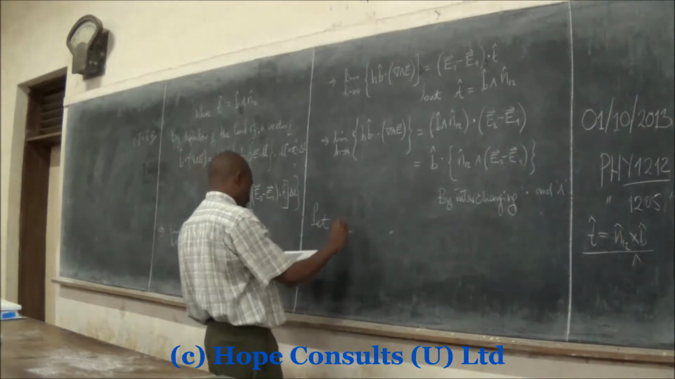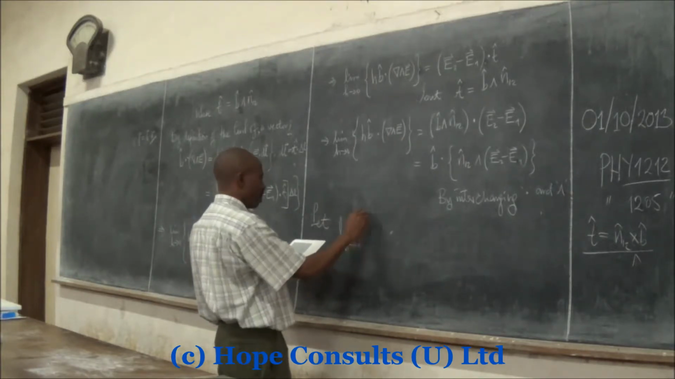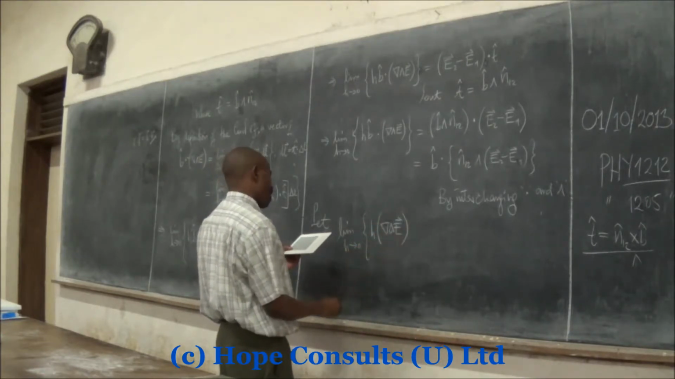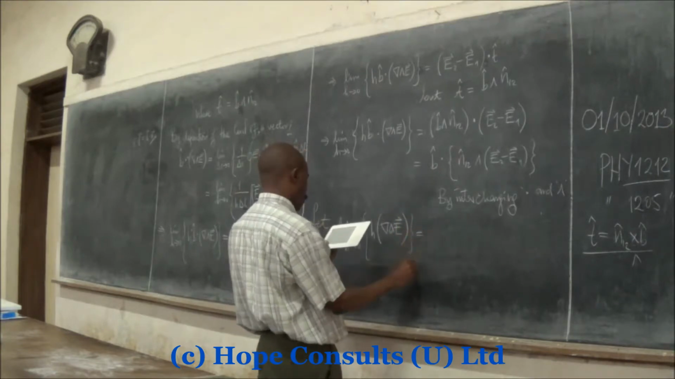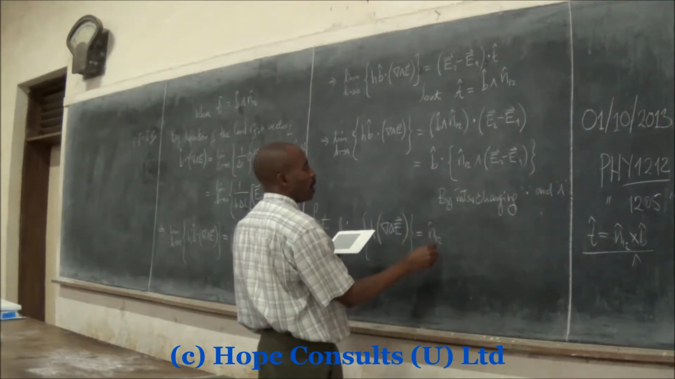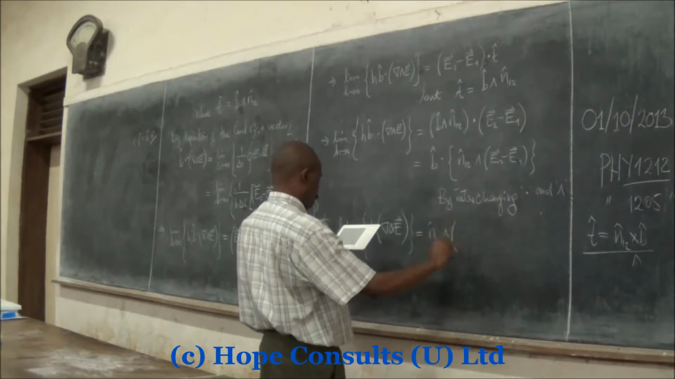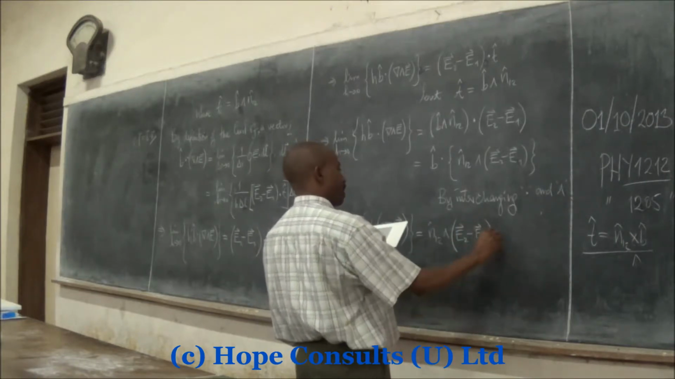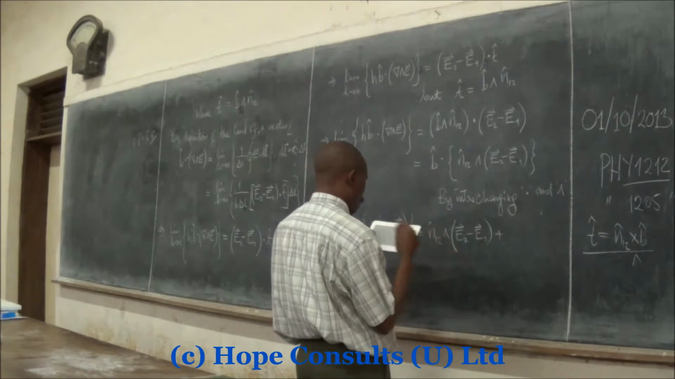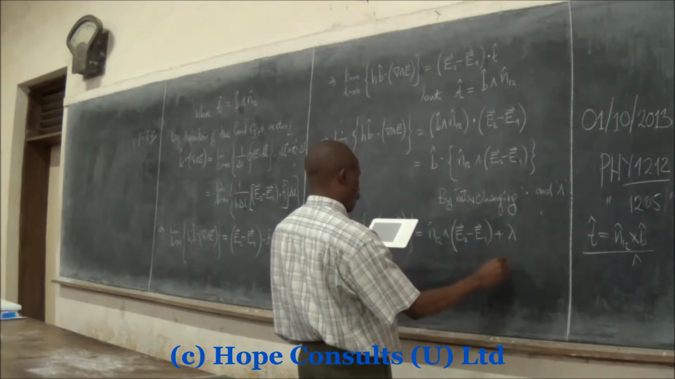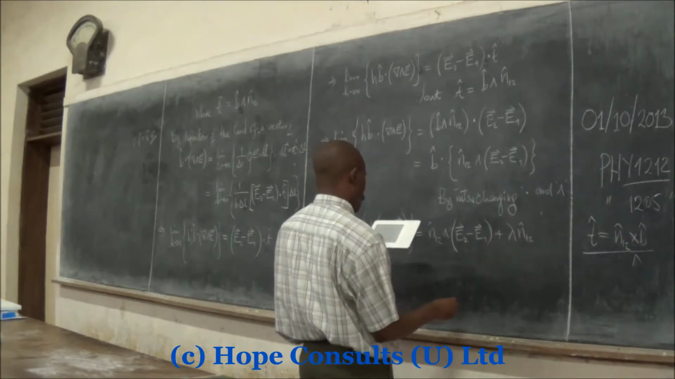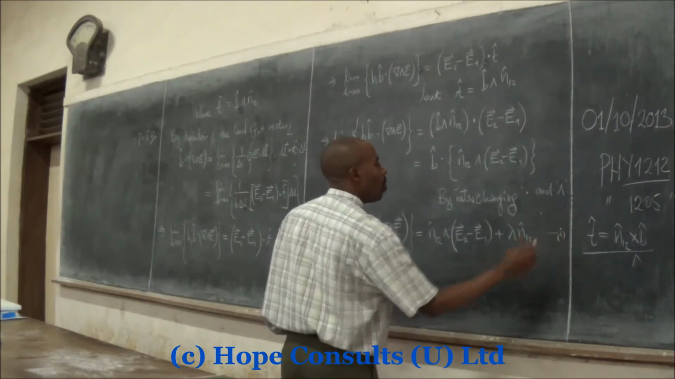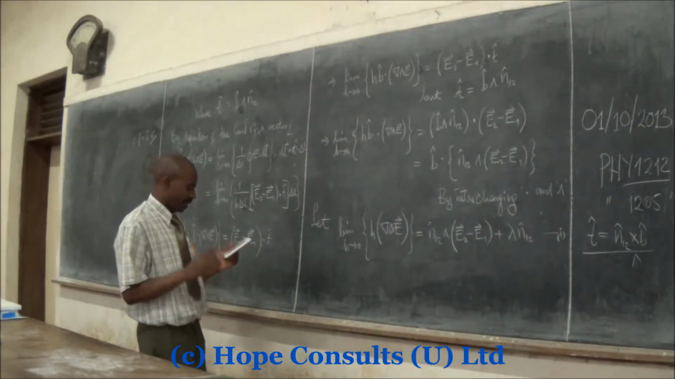So we let the limit as h tends to 0 of h times the cross product of the curl of E be equal to N12 crossed with E2 minus E1 plus some constant lambda times N12, and let's call this one our equation 1 for purposes of convenience.